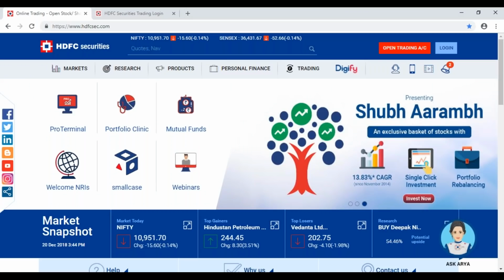You simply have to log into our website, hdfcsec.com, and click on login. Then you need to enter your login credentials, your user ID and password, followed by your date of birth, and then simply click on login.